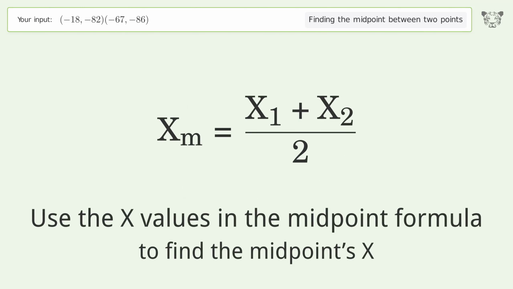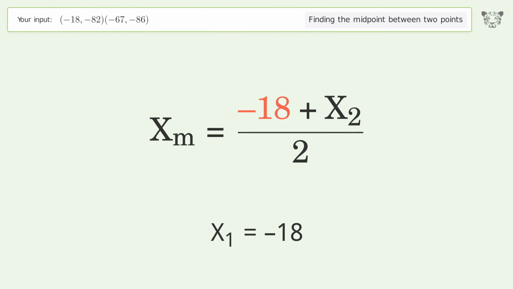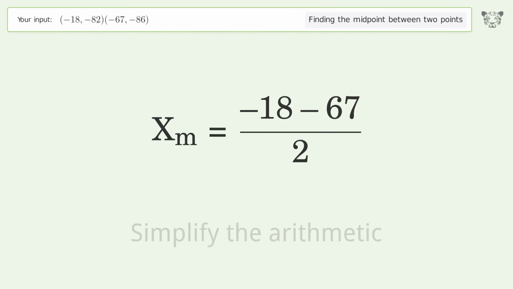Use the x values in the midpoint formula to find the midpoints x. x1 equals -18. x2 equals -67. Simplify the arithmetic.